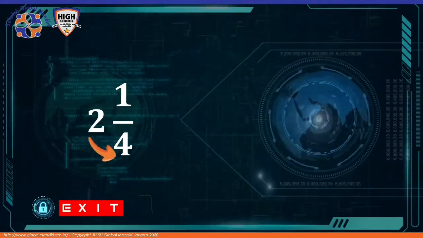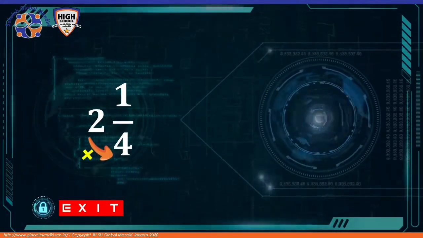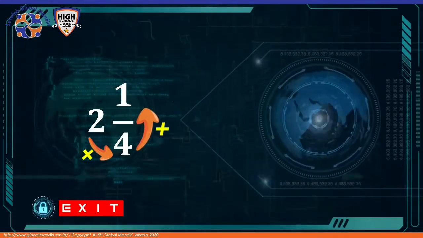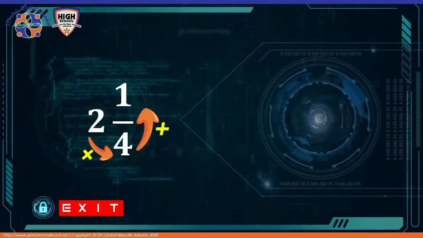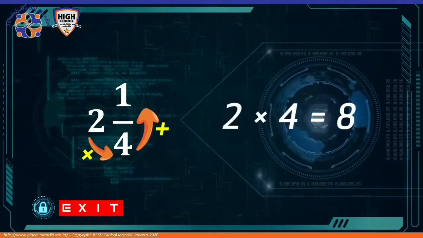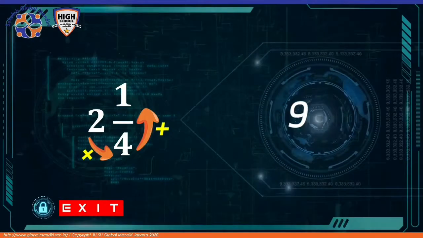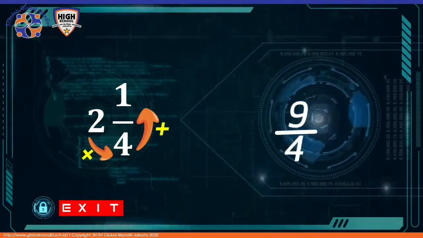So we multiply the real number or the integers with the denominator, and then the result we add to the numerator. So in this case, the answer is 2 times 4 is 8, and then plus 1, the answer must be 9 over 4.